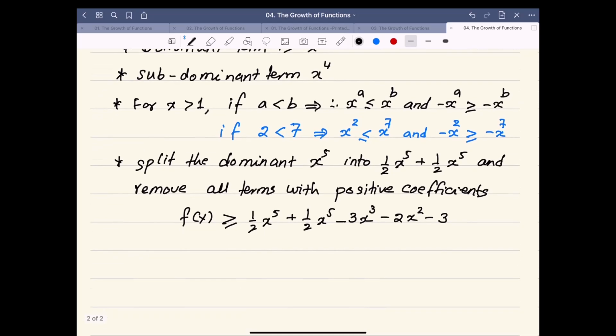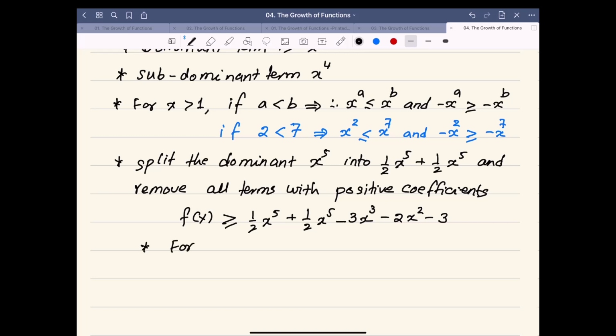So we started from the beginning with our original polynomial. We split the dominant term into two halves and we removed all terms with positive coefficients, and this is the resulting polynomial, and it is smaller than the original polynomial because we have removed the positive terms.